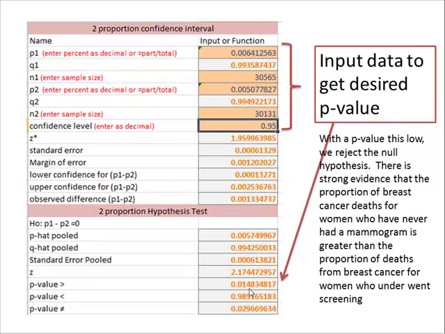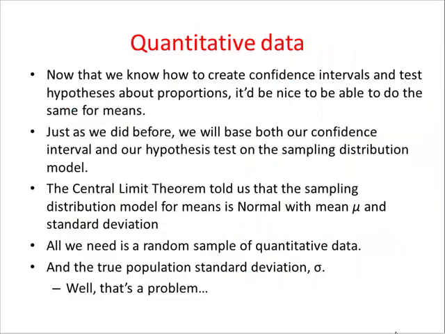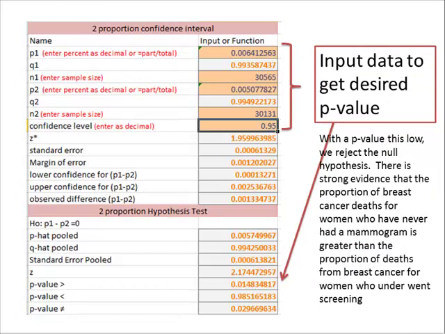And that is a very small p-value. And with a p-value this low, we reject the null hypothesis. There is strong evidence that the proportion of breast cancer deaths for women who have never had a mammogram is greater than the proportion of breast cancer deaths for women who have undergone the screening. Okay, and so that does sort of go along with our instincts.